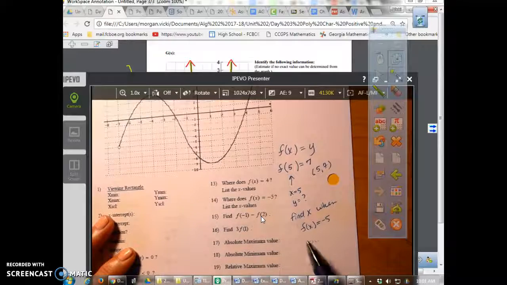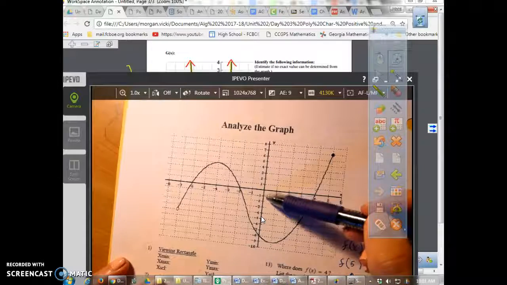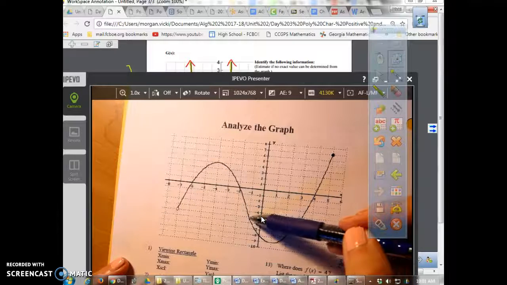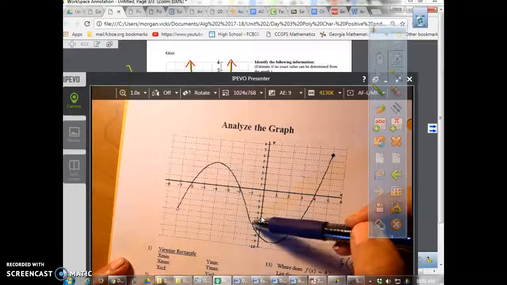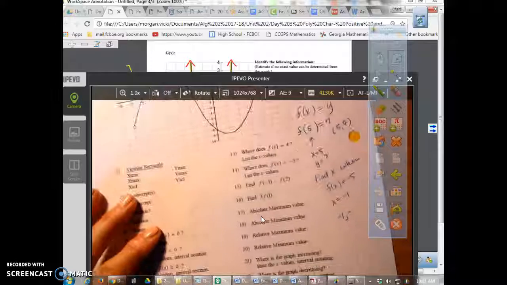Okay? So when I say find x when f of x is -5, that's like saying y is -5. So I go to the graph, go to where y is -5, and I go over and find that x. That is an x of -1. So x is equal to -1. In this case, I have a point -1, -5.